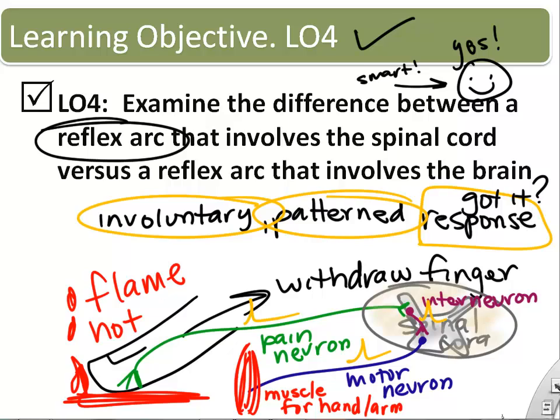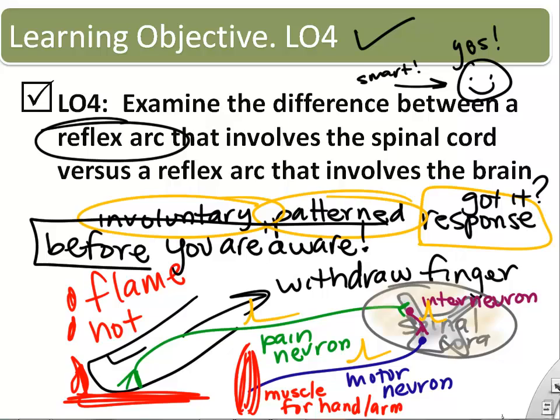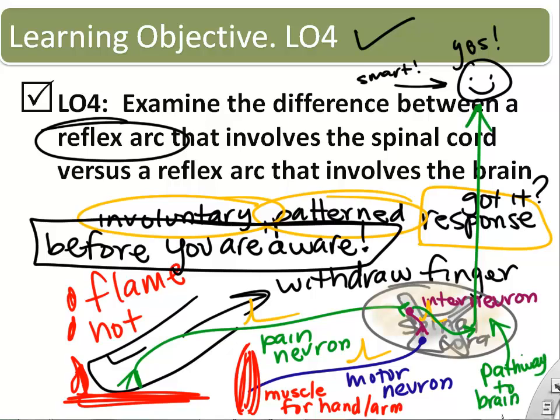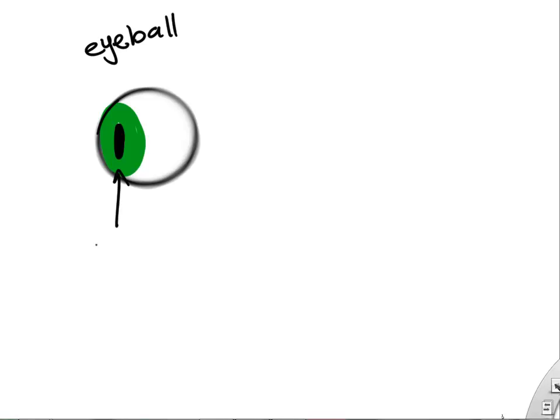So it's this involuntary patterned response to the flame before you're even aware of it, because the awareness has to travel up your spinal cord through, in this case, the spinothalamic tract up to your brain, and then you become aware that you've just touched a hot flame. So that's an example of a reflex.